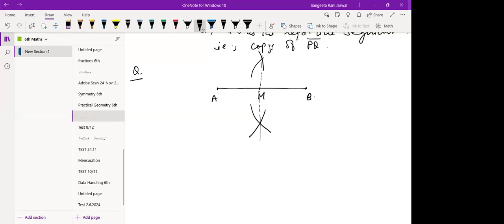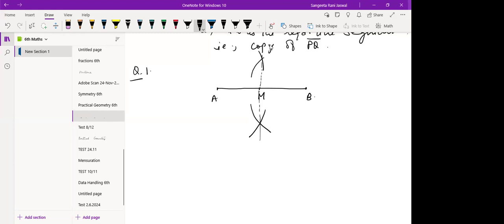So when you observe this, this is the perpendicular. Now you can even measure with your protector. Keep the center point of the protector at M, and just see whether it is 90 degree or not. It is 90 degree? Yes, ma'am. Good. Okay. So now you'll write your steps of construction.